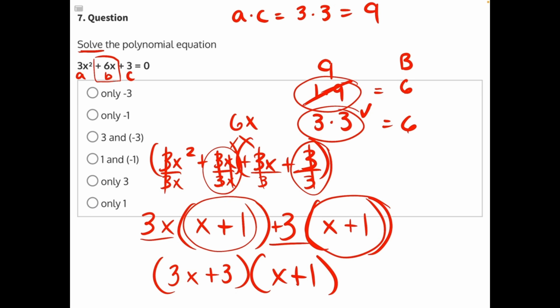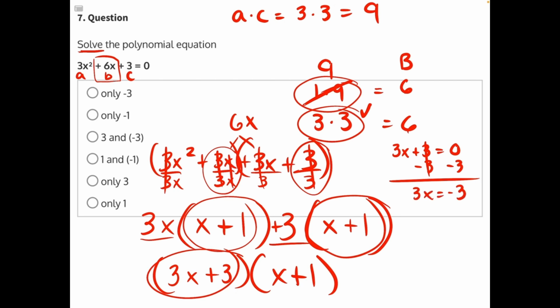So let's start with 3x plus 3 and set that equal to 0. We're starting with this one. Opposite operations, 3 is being added, so let's subtract 3 from both sides. These 3's will cancel, leaving us with 3x equals negative 3. Now 3 is being multiplied to x, so we need to do the opposite and divide both sides by 3. These 3's will cancel, leaving us with x equals negative 3 divided by 3 will give us negative 1. So we know one of our answers has to be negative 1. We can cross out any answer that does not have a negative 1.